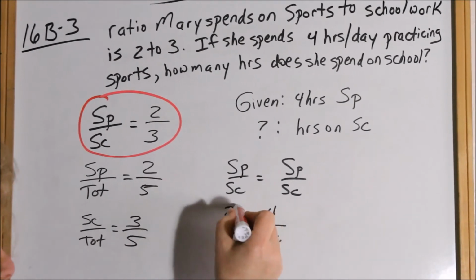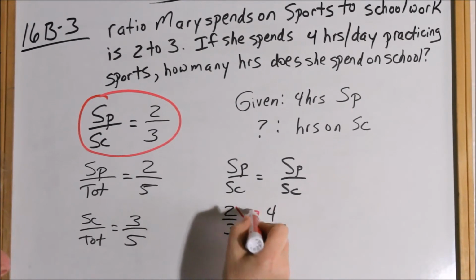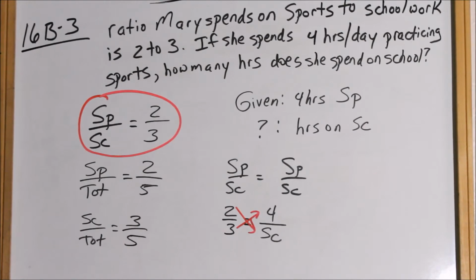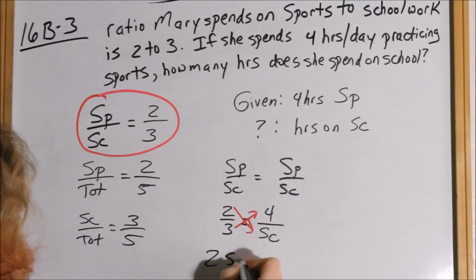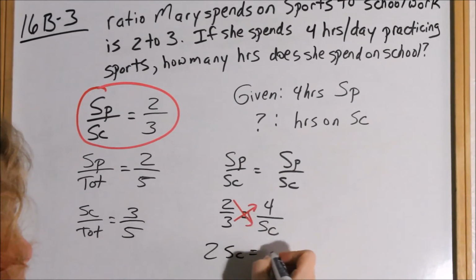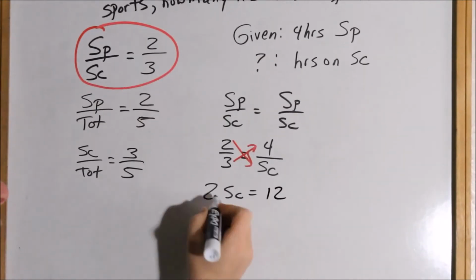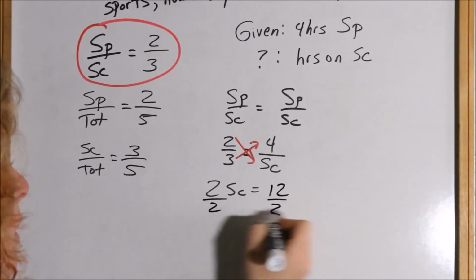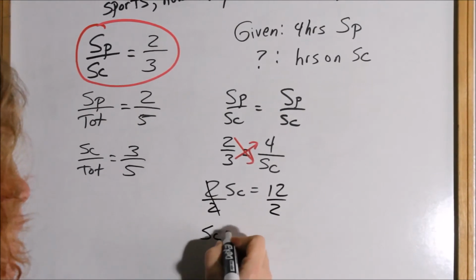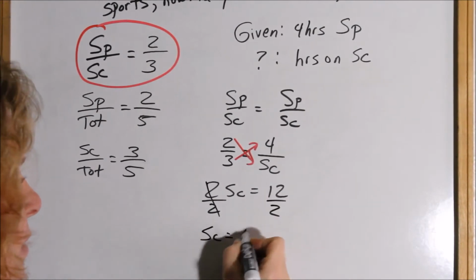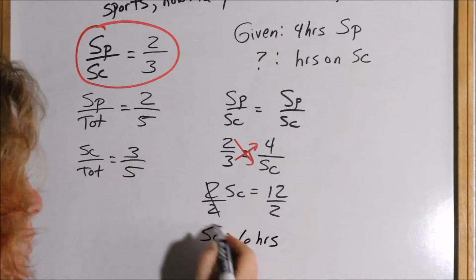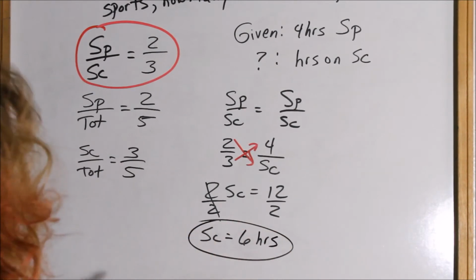Now we can solve this. When you have a fraction set equal to a fraction, you can solve it by cross multiplication. So 2 times schoolwork equals 3 times 4, which is 12. Divide both sides by 2. And now the amount of time she spends on schoolwork is 6 hours. And that's what they're asking.